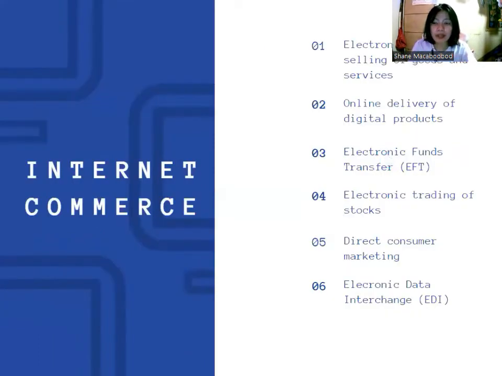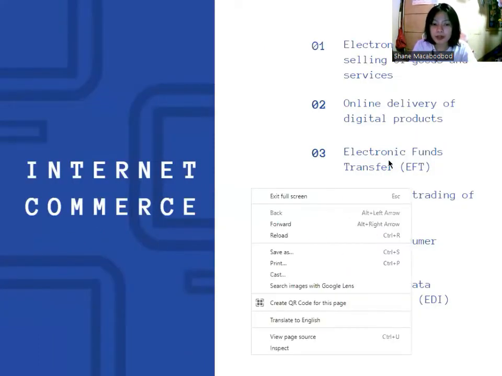Now, depending upon the perception of people, there are various connotations about e-commerce. But when we talk about e-commerce here in our discussion, e-commerce is the electronic processing and transmission of business data, which might include, first, the electronic buying and selling of goods and services. For example, Lazada and Shopee. Next is the online delivery of digital products.